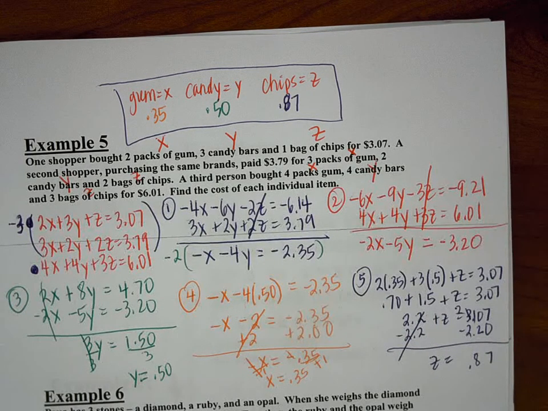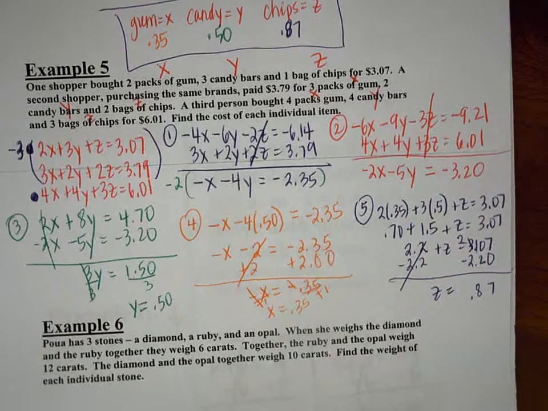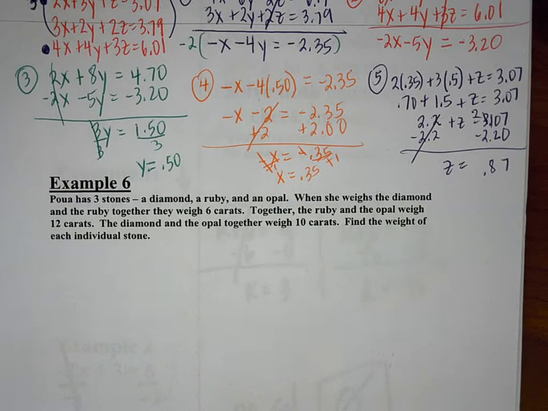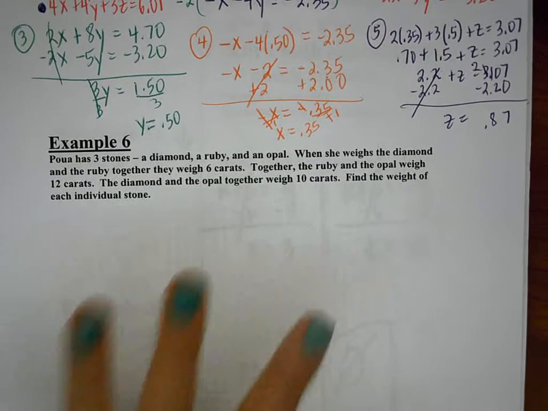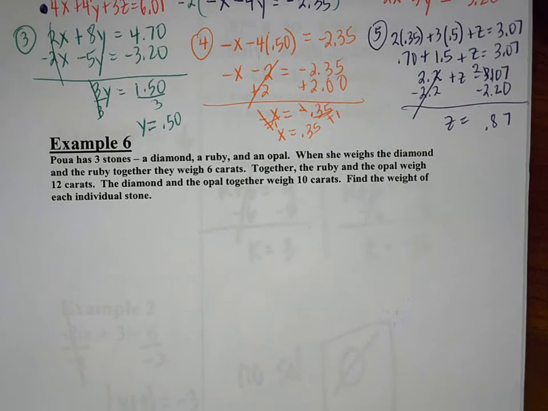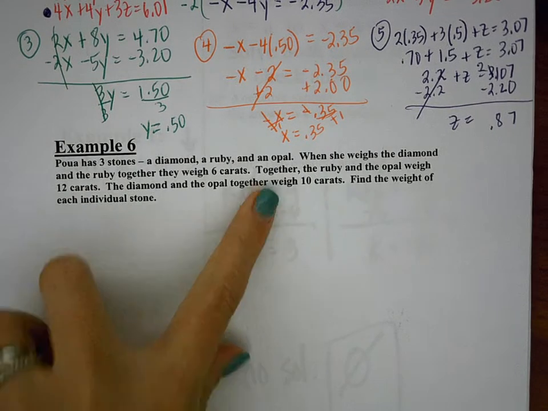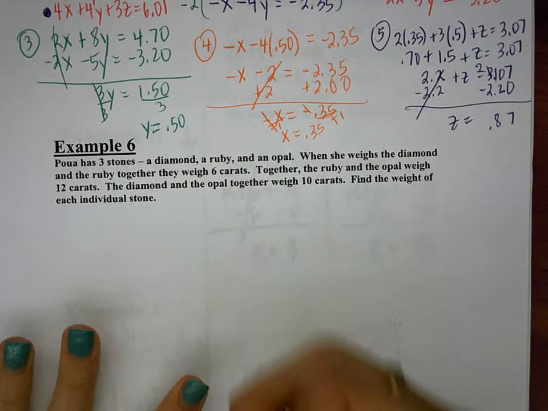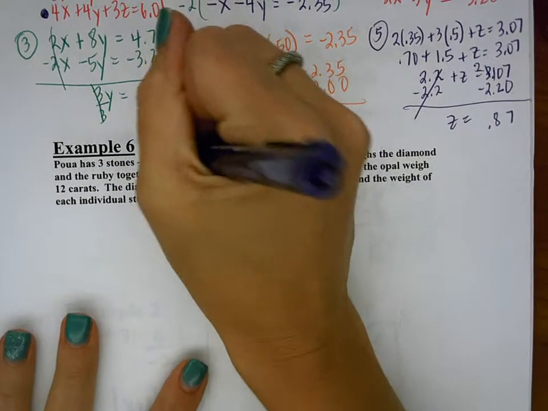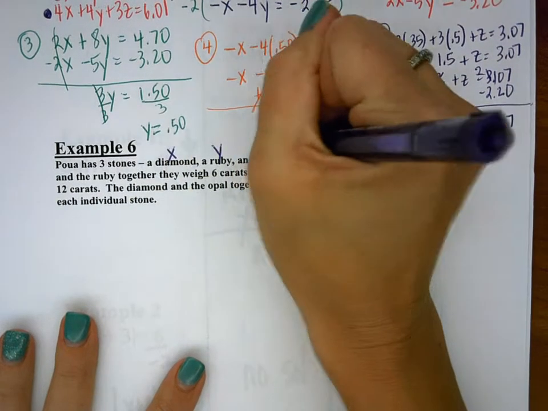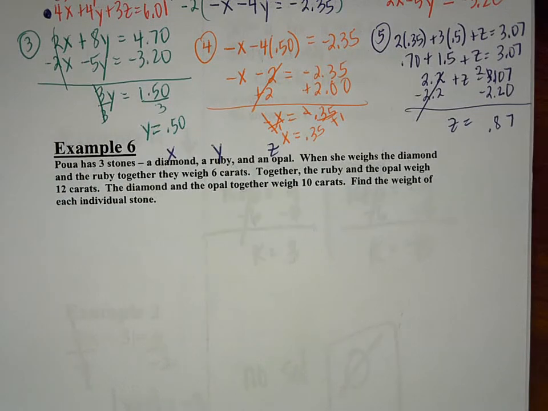Okay. All right. Last one, example 6. This one's a little easier. I'd like you guys to start by trying just to write the 3 equations. These ones are going to be a little different. Always label X, Y, and Z, I think. I think it's the easiest. You can do D, R, and O if you want to, but remember O can sometimes be confusing. I'm going to use X, Y, and Z. So X for diamond, Y for ruby, Z for opal. So I just want you to try to write the 3 equations on your own.